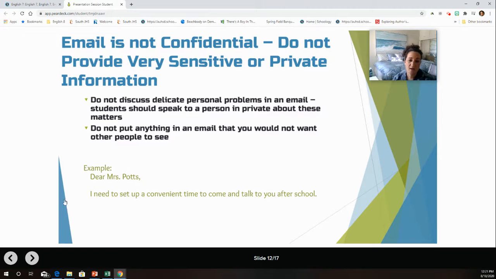But a good way to have an email would be, Dear Mrs. Potts, I need to set up a convenient time to come and talk to you after school. So we could set up a Google Meets and we could talk with you privately there, or we could set up a phone call and talk to you on the phone if you don't want to give us all of the personal information through the email.